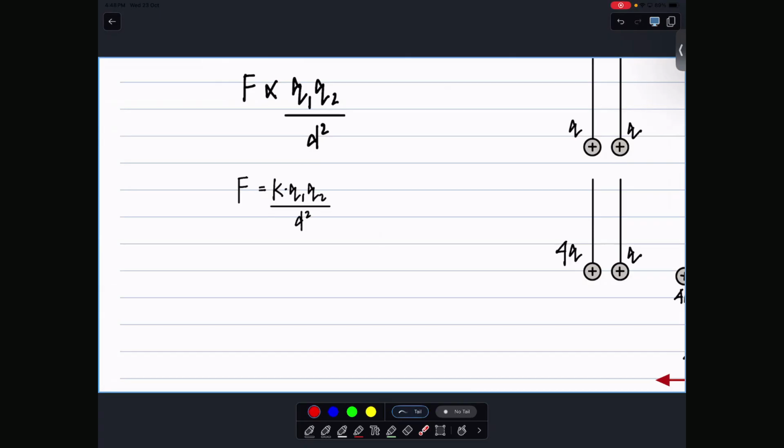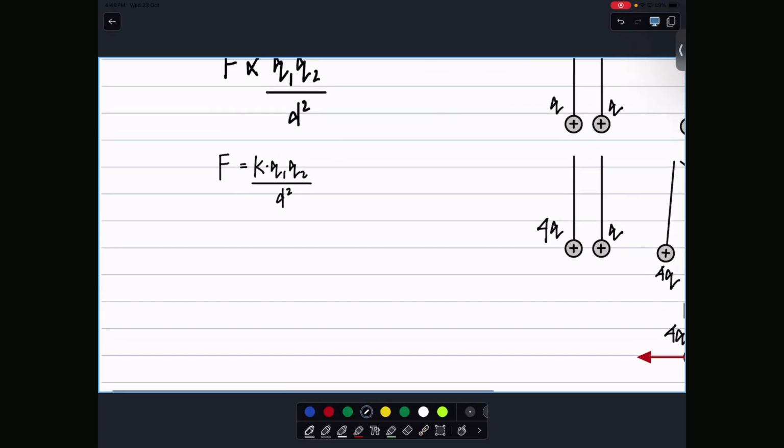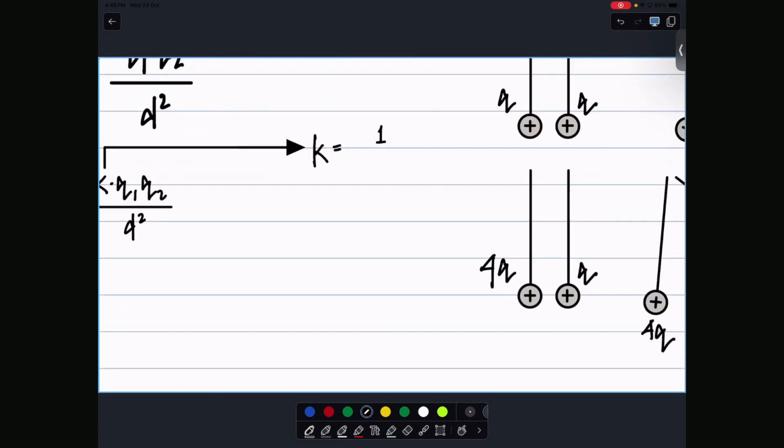This K is not constant. It changes based on where you are. It changes whether you're in air, in vacuum, underwater, or in oil. It keeps changing. So that means the constant is not constant anymore, so the constant has its own formula now. The formula for Coulomb's constant, K, is 1 by 4 pi epsilon. I'll explain the epsilon symbol.